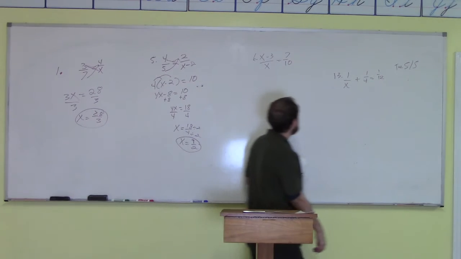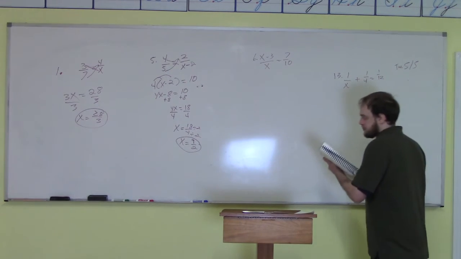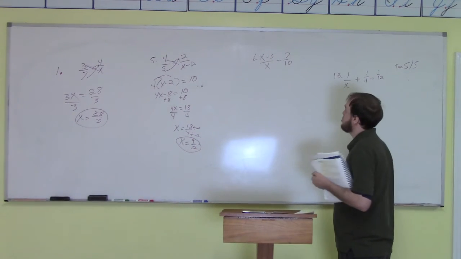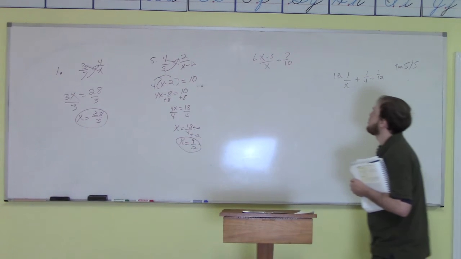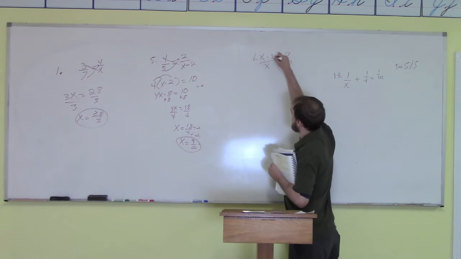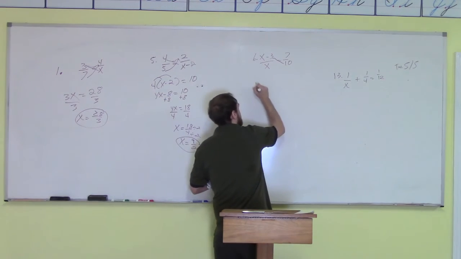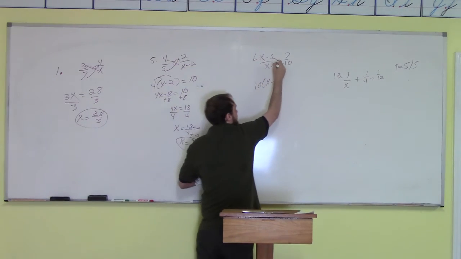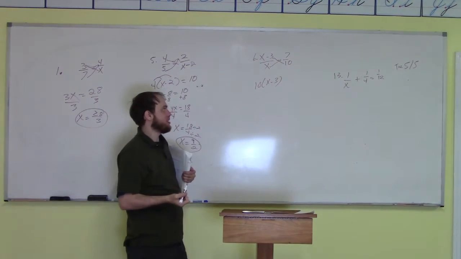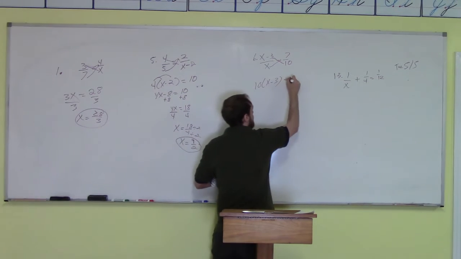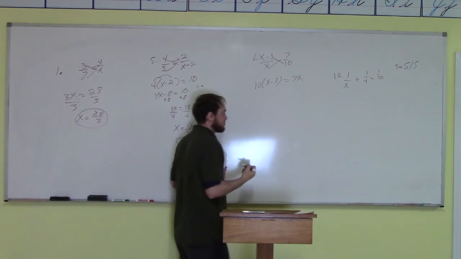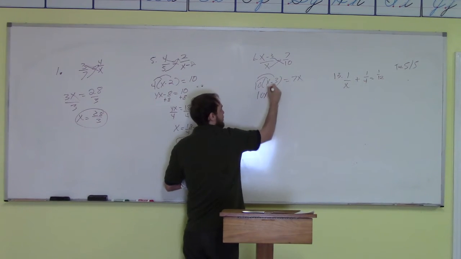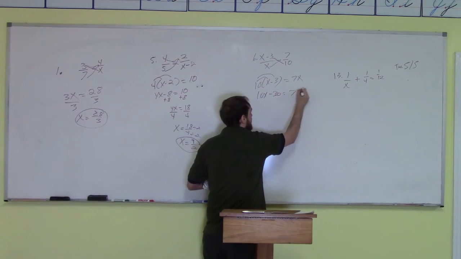Alright, the next one we will do is number 6. Number 6 is going to work similarly. You have again a fraction on the left equals a fraction on the right, so we're just going to cross multiply. I'm going to do x minus 3 times 10, which ends up as 10 times x minus 3. Then I'm going to multiply my x times my 7, which is 7x, so equals 7x. Clean it up: 10 times x is 10x, 10 times a negative 3 is a negative 30, equals 7x.